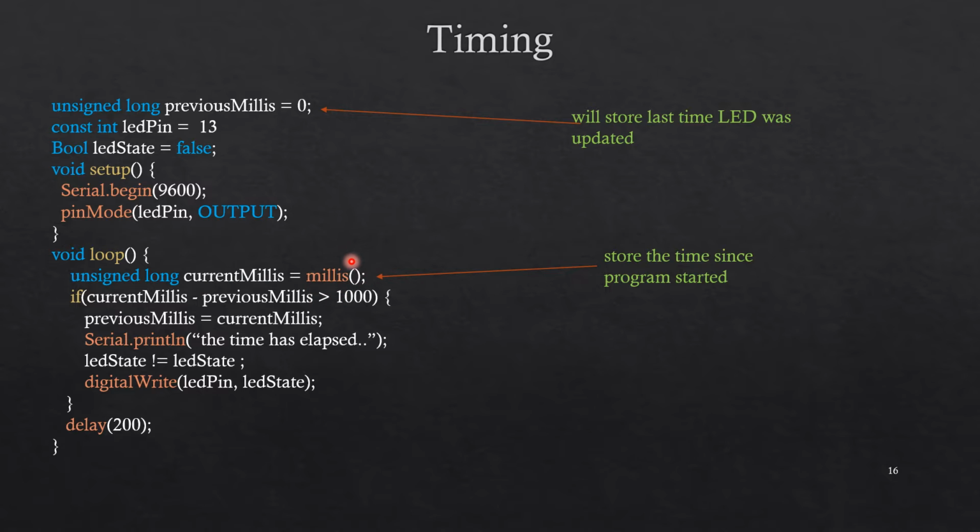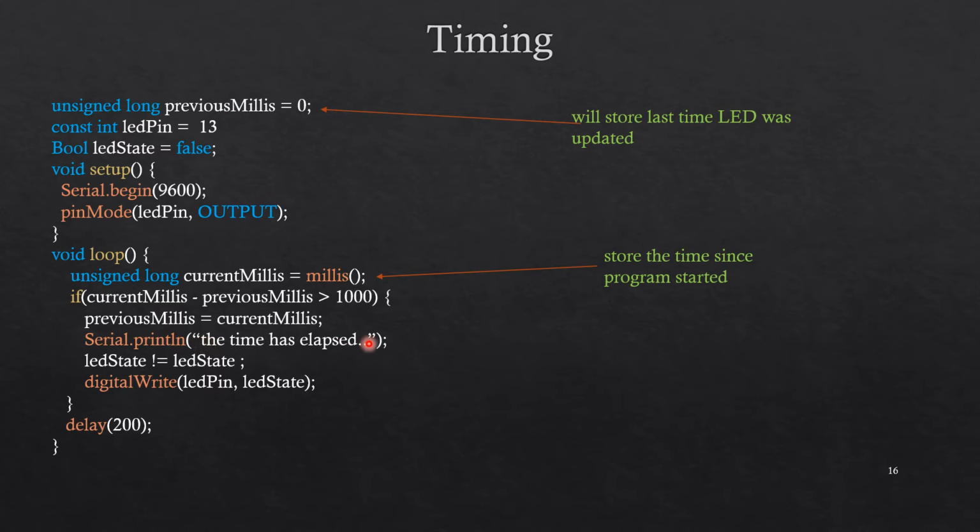In this line, we have defined a local variable of the type unsigned long, and we have assigned the value that the millis function will return. This will store the time since the program has started. Then we are checking if the current millis, which is this variable, minus the previous millis, which is this variable, which is the last time we have updated the LED, is larger than 1000, which means that if 1 second has passed, then we are updating the previous millis to be the same as the current millis, so we can store the current time in a variable.